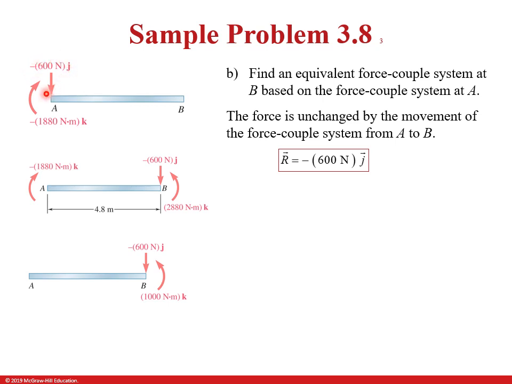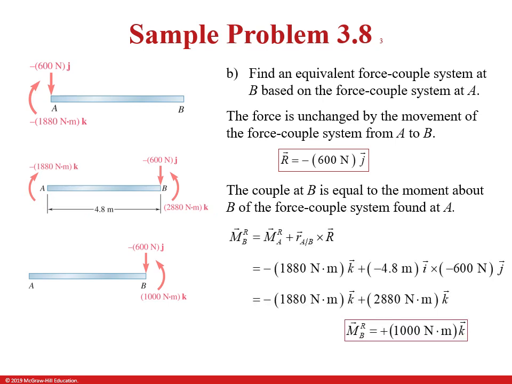So we have minus 600 Newton j, except now we're putting it over at B, right? So that's what R is. Now we look and see, okay, how far is B from A, right? And then what's the moment at A? So to get the moment at B, we have to add the moment at A to the new moment, which is this force R crossed with, well, I guess technically it's the position vector, A with respect to B, crossed with R, right?